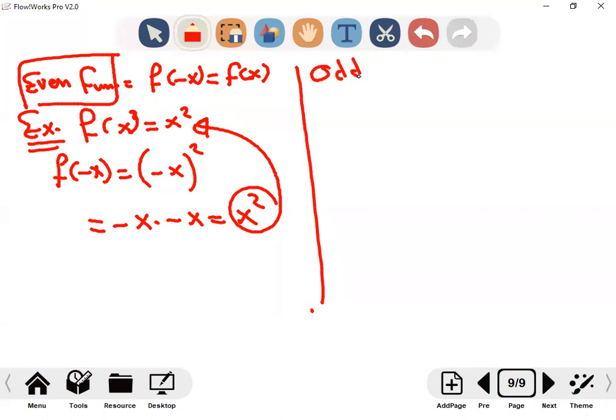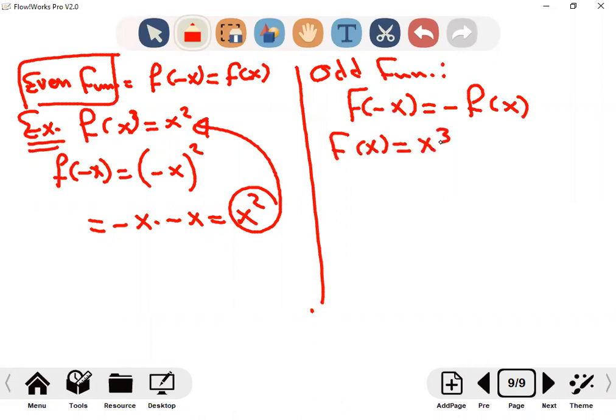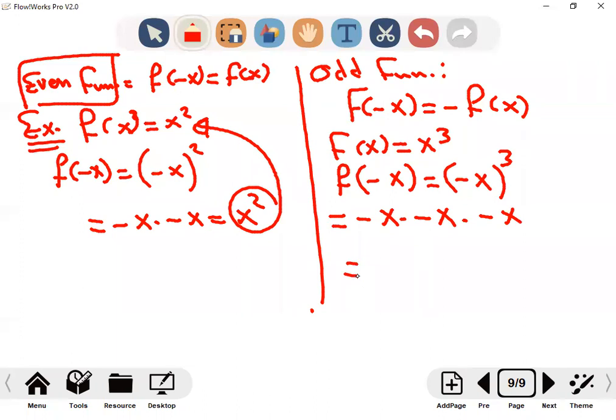Now, you know even numbers, odd numbers, but here we are talking about functions. Odd functions: f of negative x equals negative f of x. The negative doesn't go away. Example: if f of x equals x to the power 3, replace x by negative x all to the power 3, meaning negative x times negative x times negative x. Negative times negative is positive, times negative is negative. So it is negative x times x times x. What's this? This is f of x, or rather it will be minus f of x.